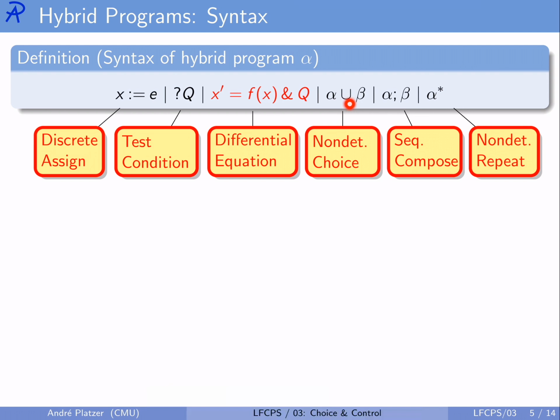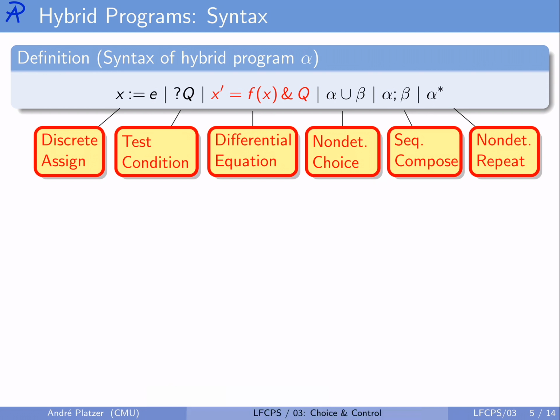The non-deterministic choice operator will run the hybrid program alpha or the hybrid program beta non-deterministically, where alpha and beta are recursively built like so. So think of the non-deterministic choice like you will either accelerate or brake and haven't quite committed which one yet. The sequential composition will first run alpha and then beta. So think of it like you will first speed up and then slow down, or think of it like first you will run a discrete controller and then you will follow a differential equation. The non-deterministic repetition operator will repeat the hybrid program alpha any arbitrary number of times.